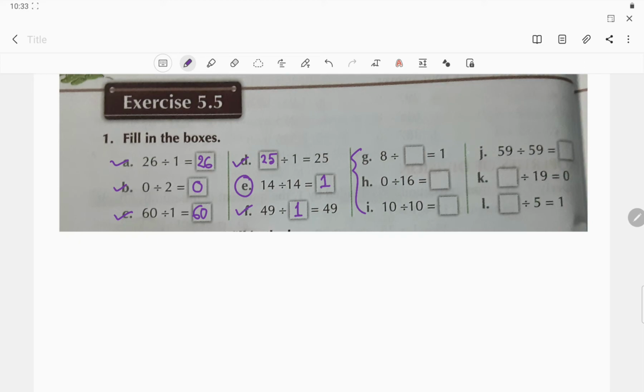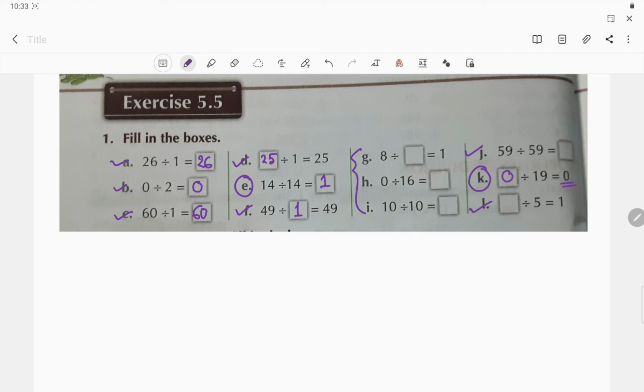So G, H, I and J, K. K number I am solving. J number and L number, please you solve. G, H, I, this is your turn. Please go through these properties and try to understand and solve this. Now I'm solving question number K. Here the quotient is 0. The only possibility is if the dividend is 0, then the quotient will be 0. So here it will be 0.